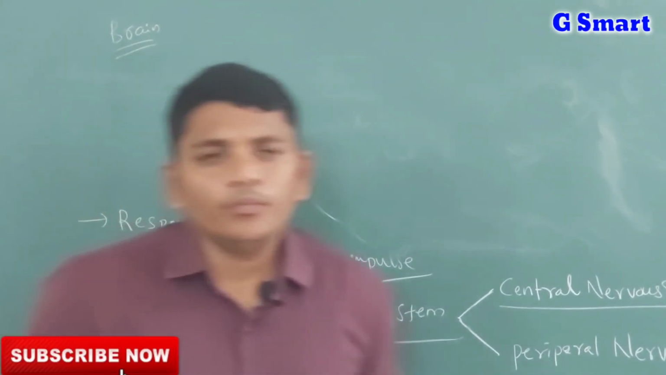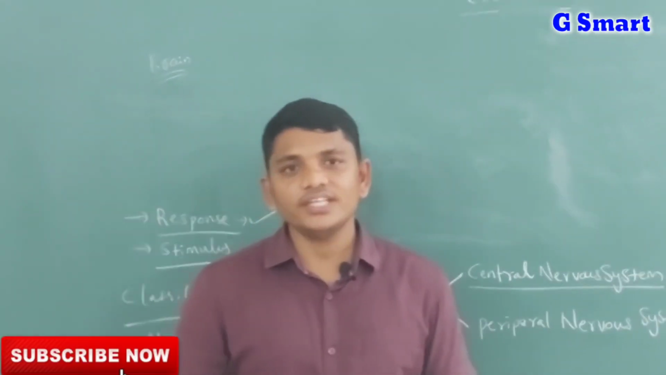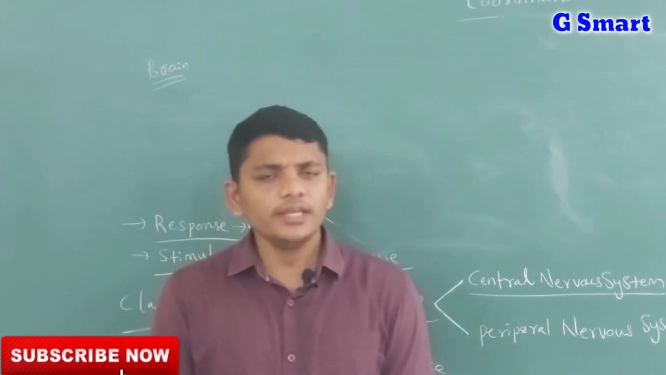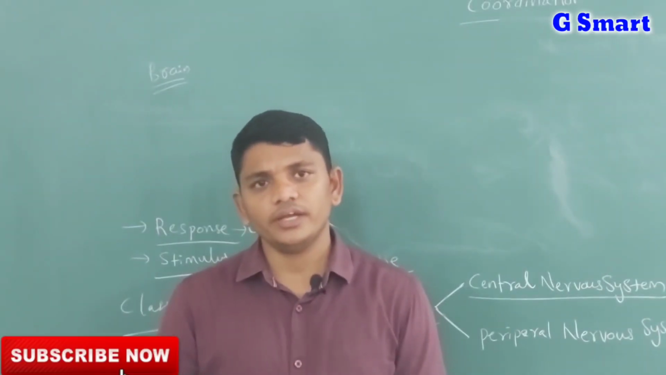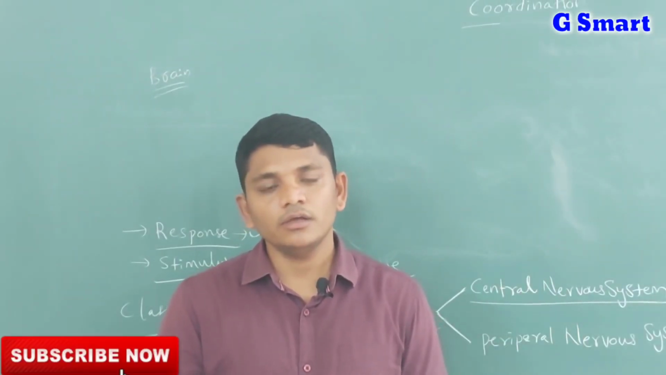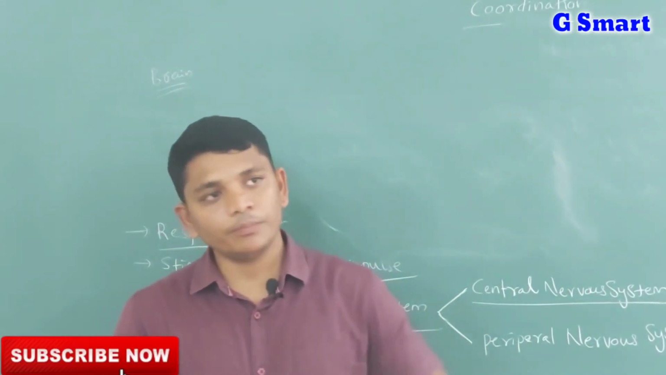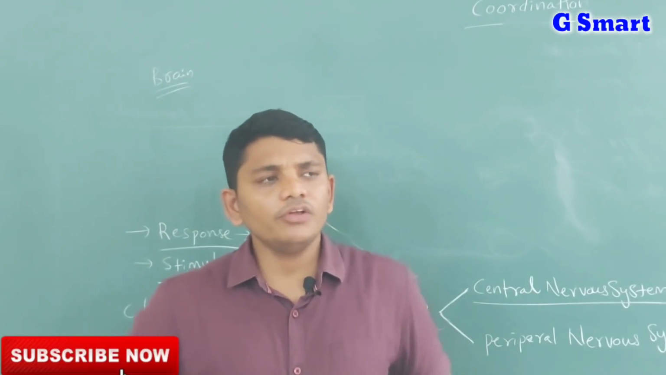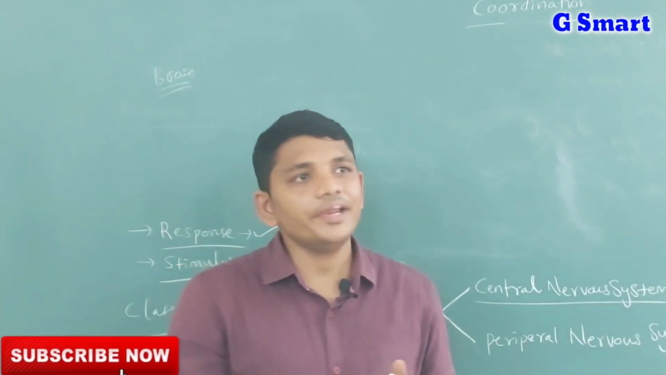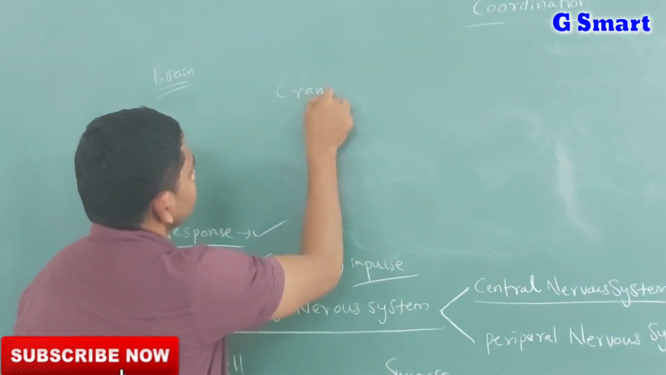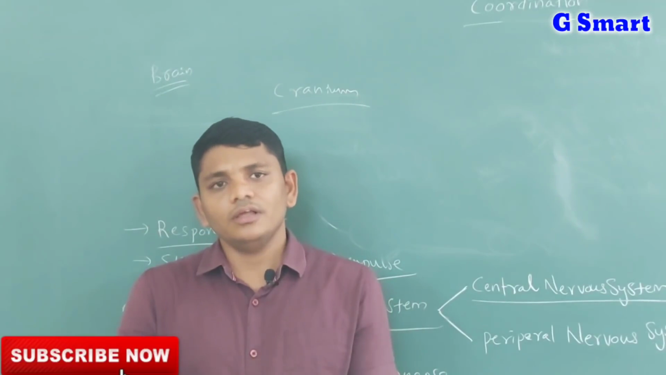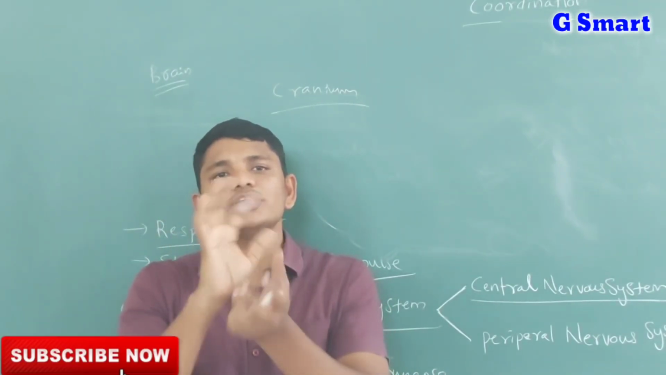Brain. Proportionate to our body weight, our brain is very large in size when compared with any animal, and also it is very matured. So the human brain is very large in size and also very matured when compared with any other organism, right? And you know, the brain is protected by a bony structure called cranium. What is that? Cranium. So cranium is nothing but a bony structure. In this, the brain is protected.